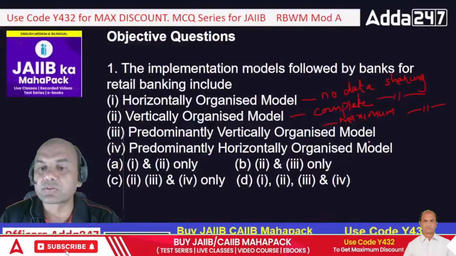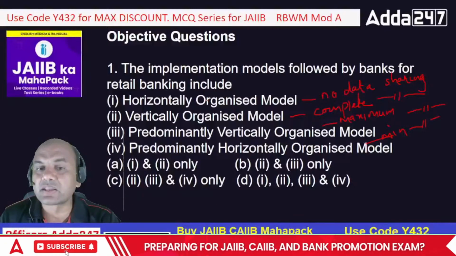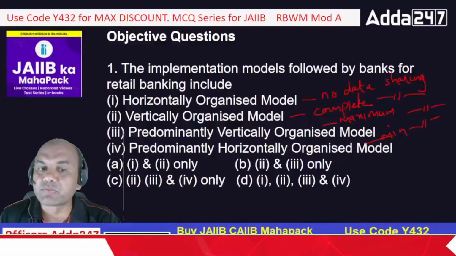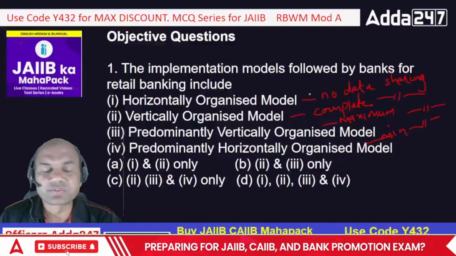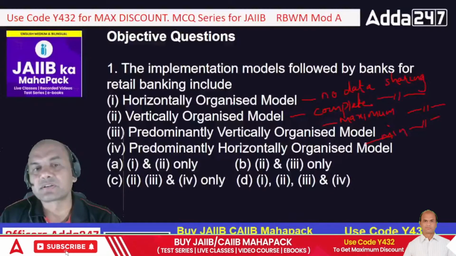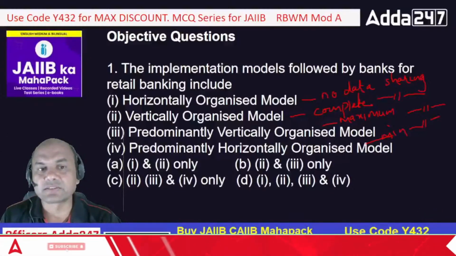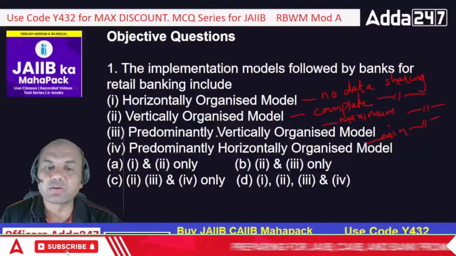Predominantly horizontal means minimum data sharing. See here, horizontally is totally no, zero. PH means some data, PV means maximum data, but vertical means complete data which is shared. So what is the answer over here? What can be the answer? Who can tell me? Horizontally or vertically or PV or PH?